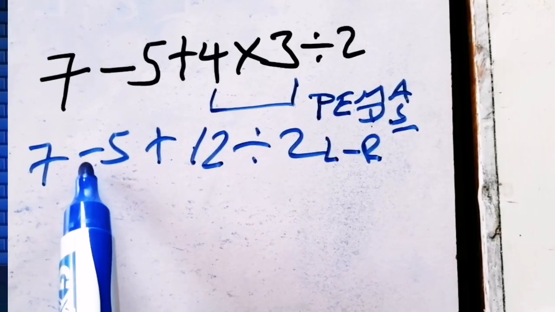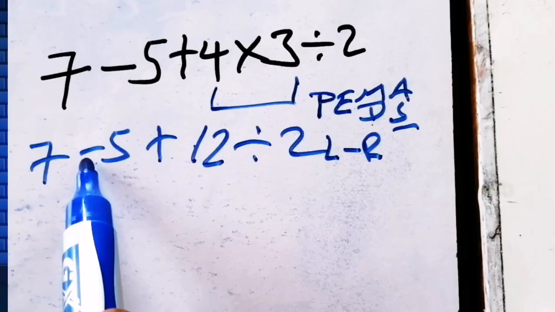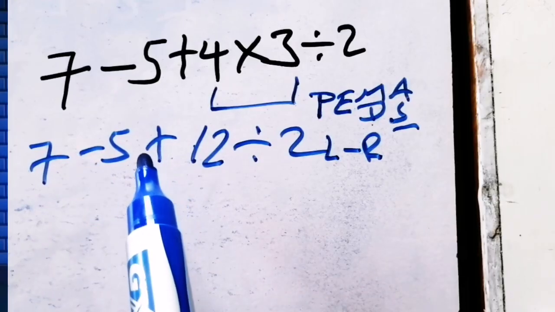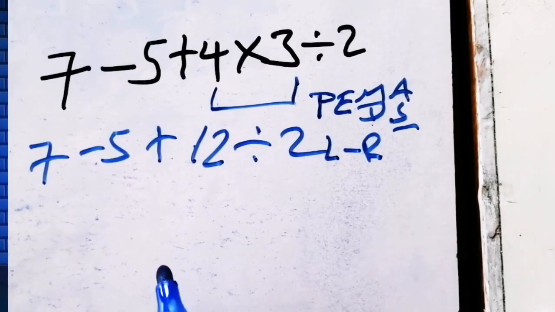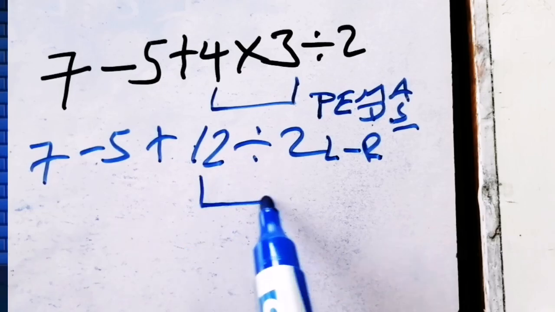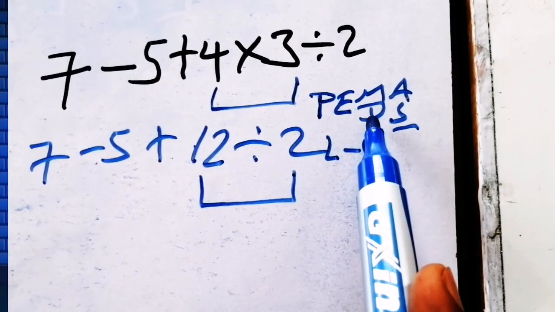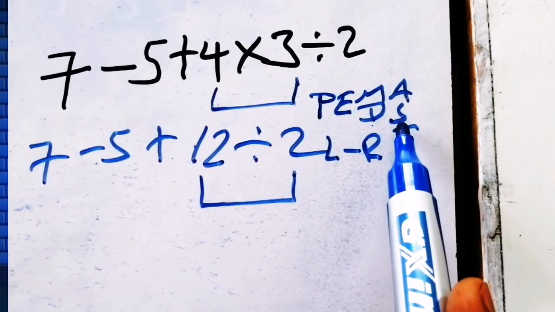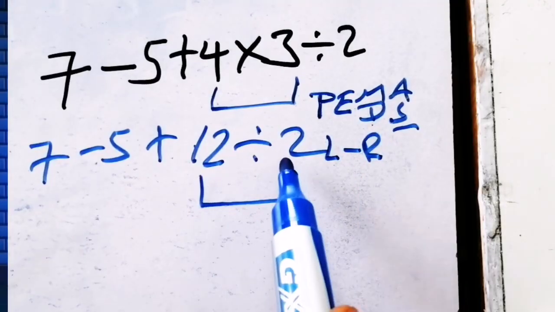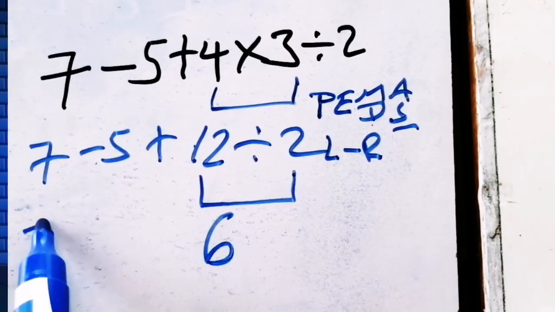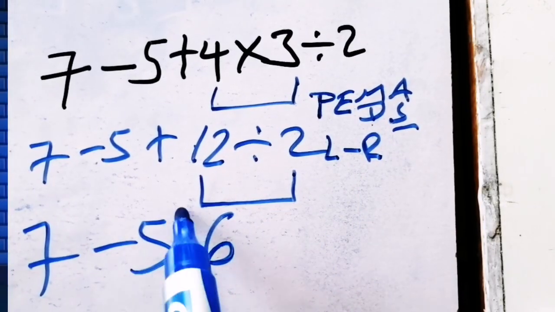In this expression there is one subtraction, one addition, and one division. Therefore, this division has higher priority, because division comes before addition and subtraction according to PEMDAS. 12 divided by 2, which equals 6, then 7 minus 5 plus 6.